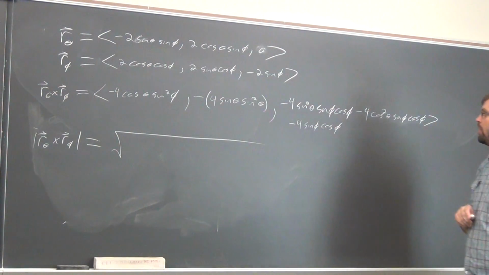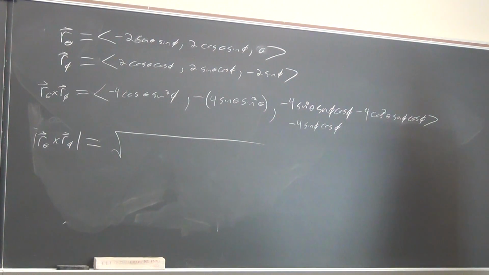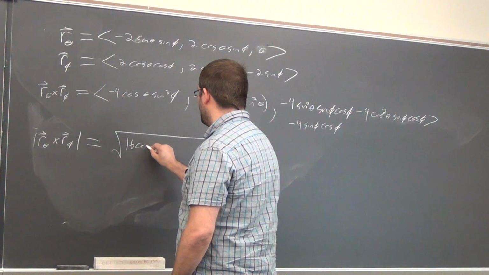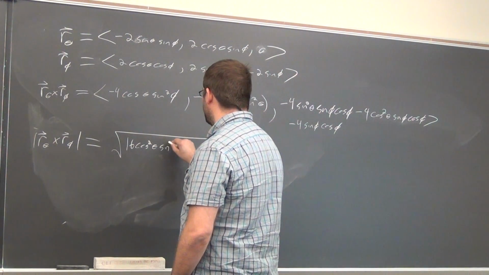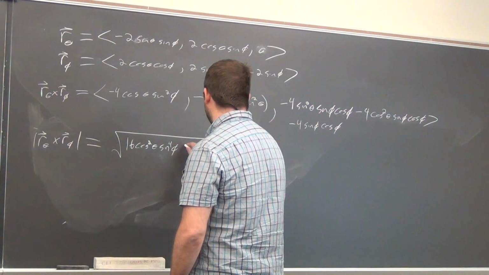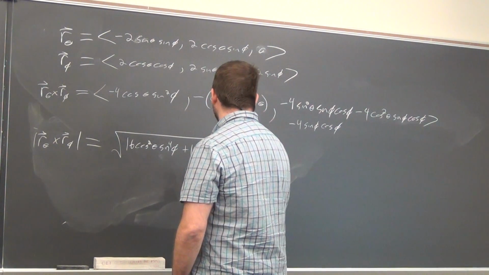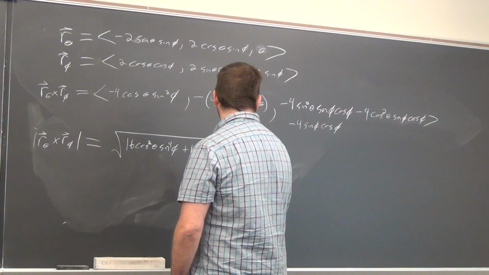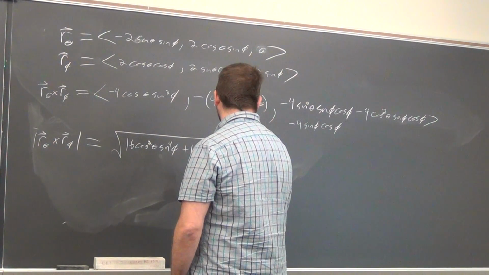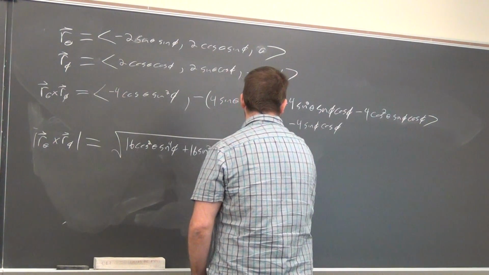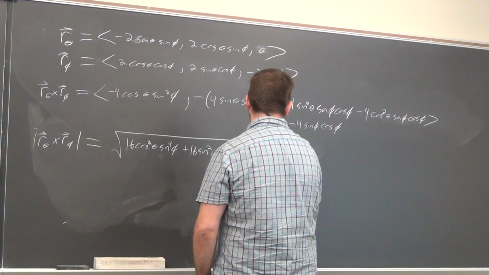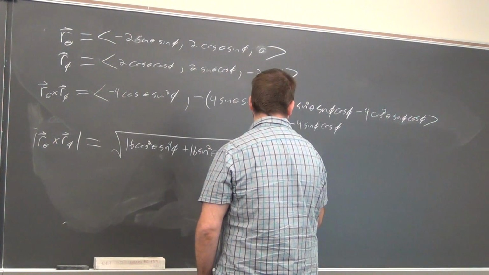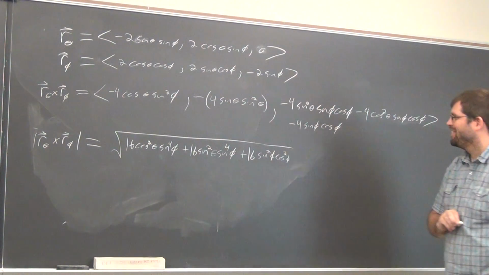And so we get the square root of, well, a whole bunch of stuff squared. So let's pay attention to what we got. We got 16 cosine squared of theta sine to the 4th of phi, plus 16 sine squared of theta sine to the 4th of phi, plus 16 sine squared phi cosine squared of phi. Does that look okay?